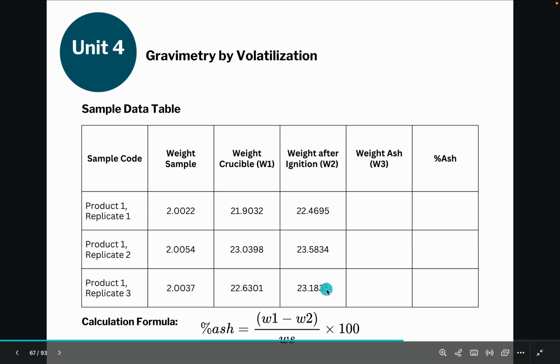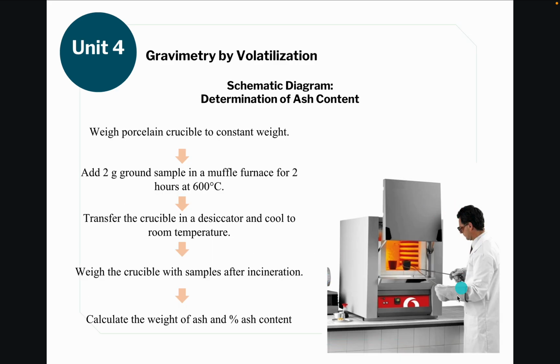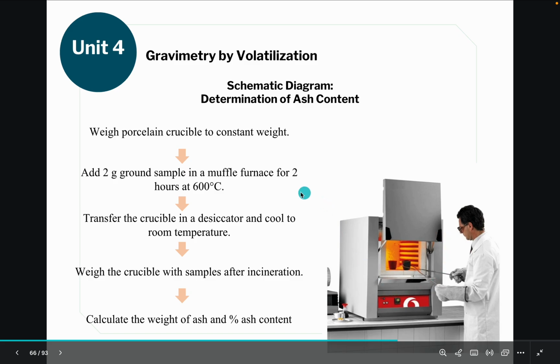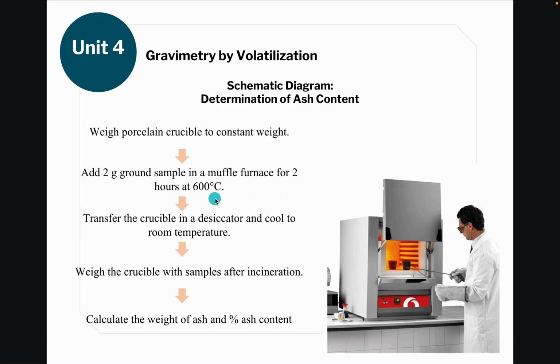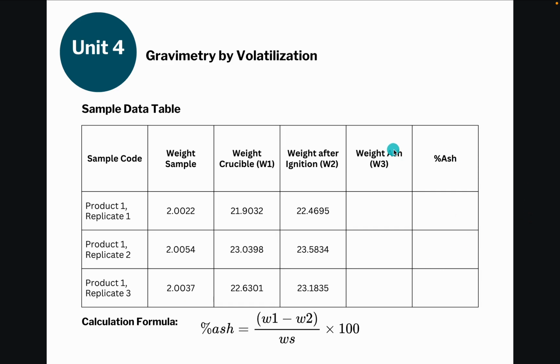This is after you have already placed it in the furnace, and then after 2 hours of heating it at 600 degrees Celsius, we cool it in the desiccator to remove further moisture so that it will not absorb any more moisture. And then if it's okay for weighing, we can proceed to weighing it in an analytical balance. The weight of the ash is a calculated measurement, so you can refer to the data here that we have.